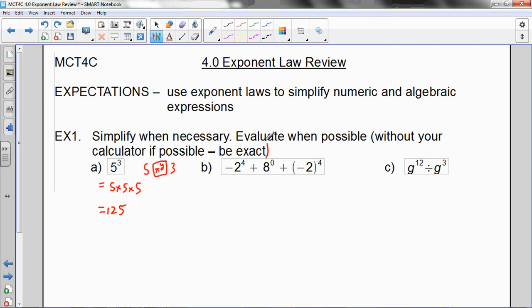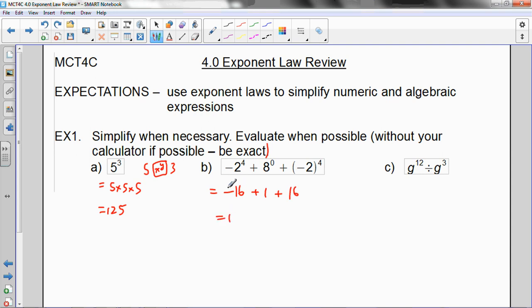Next one, negative 2 to the exponent 4. If I were to cover up the minus, then it's just 2 to the exponent 4. 2 to the exponent 4 is 16, so it's minus 16, right? The negative of whatever 2 to the exponent 4 is. Plus 1, because anything to the exponent 0 is 1, and then I'm adding whatever negative 2 to the exponent 4 is. Well, negative 2 times negative 2 times negative 2 times negative 2 is positive 16. There we go, and that answers 1.